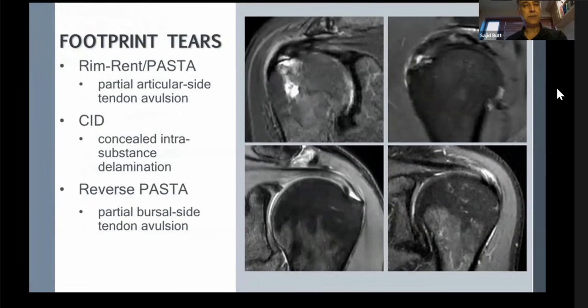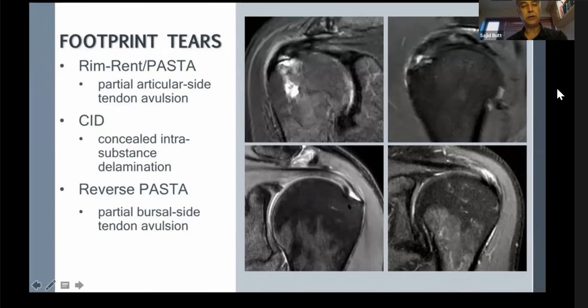There is a peculiar type of tendon abnormality which actually is seen not uncommonly, and that is the partial articular side tendon avulsion, so-called PASTA lesion, also called a rim rent tear. So this is a coronal image. You've got supraspinatus attaching to the greater tuberosity, and right at the front, we've got a bright signal intensity, and the tendon fibers are just coming off the greater tuberosity. There's a lot of edema present in the greater tuberosity on the deep surface, and that is a PASTA lesion.